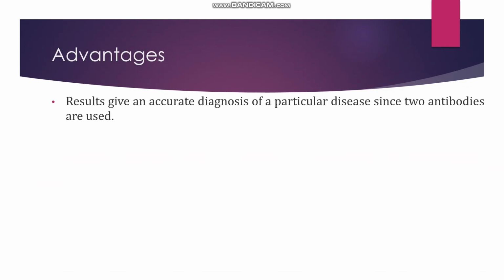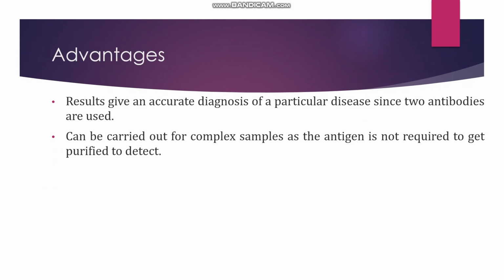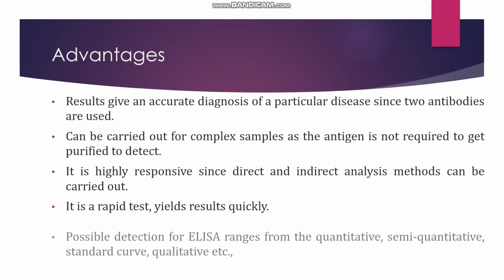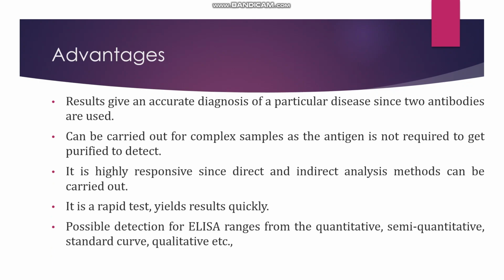Advantages. Results give an accurate diagnosis of a particular disease since two antibodies, that is primary and secondary antibodies, are used. Can be carried out for complex samples as the antigen is not required to get purified to detect. It is highly responsive since direct and indirect analysis methods can be carried out. It is a rapid test, yields quick results. Possible detection of ELISA ranges from quantitative, semi-quantitative, standard curve, qualitative, etc.